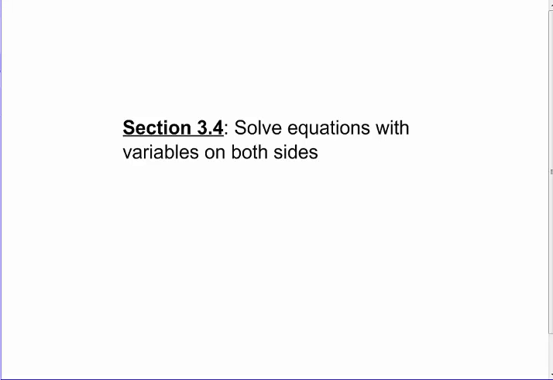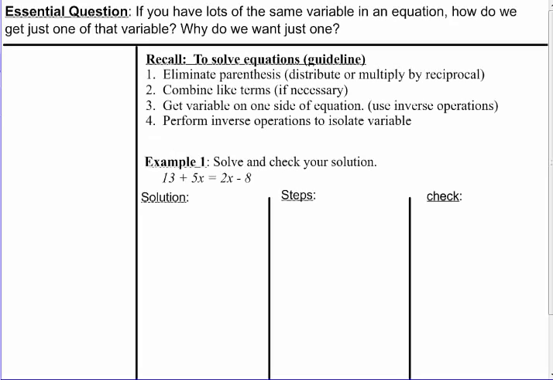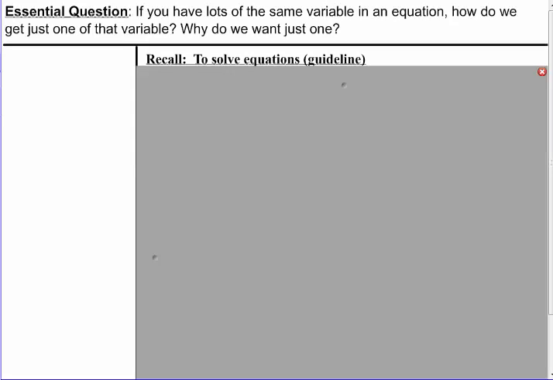Okay, this lesson's on solving equations with variables on both sides. So we're going to continue working with solving equations, expanding a little bit on what we've already done. So your essential question: if you have lots of the same variable in an equation, how do we get just one of that variable? And then why do we want just one? So keep those in mind.